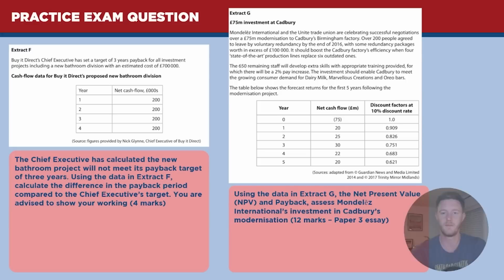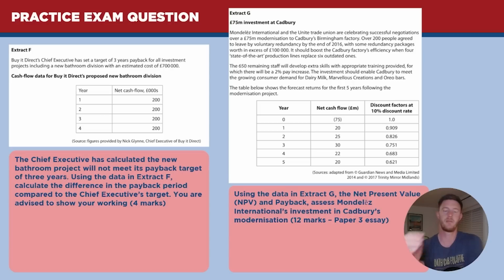So here's an example of this. We've got 2 examples, in fact, actually. We've got Buy It Direct. The chief executive has calculated that the new bathroom project will not meet its target of 3 years. Using the data in Extract F, calculate the difference in the payback period compared to his target. So I'm just going to annotate the table here.